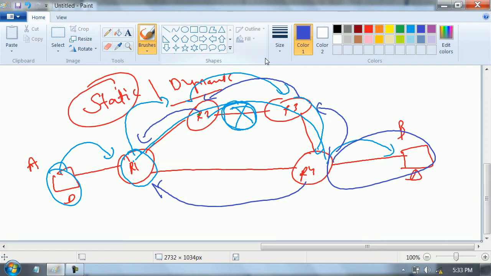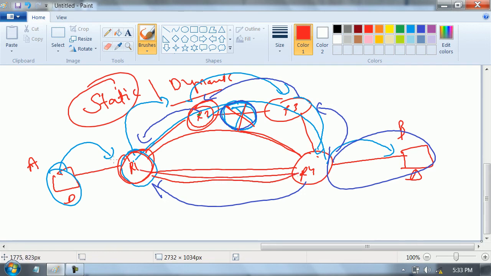R2 and R4. Agree? Just try to understand, if this link goes down, R1 will stop getting information of network B from R2. Agree or not? So R1 will never use this path. R1 will always use this path.